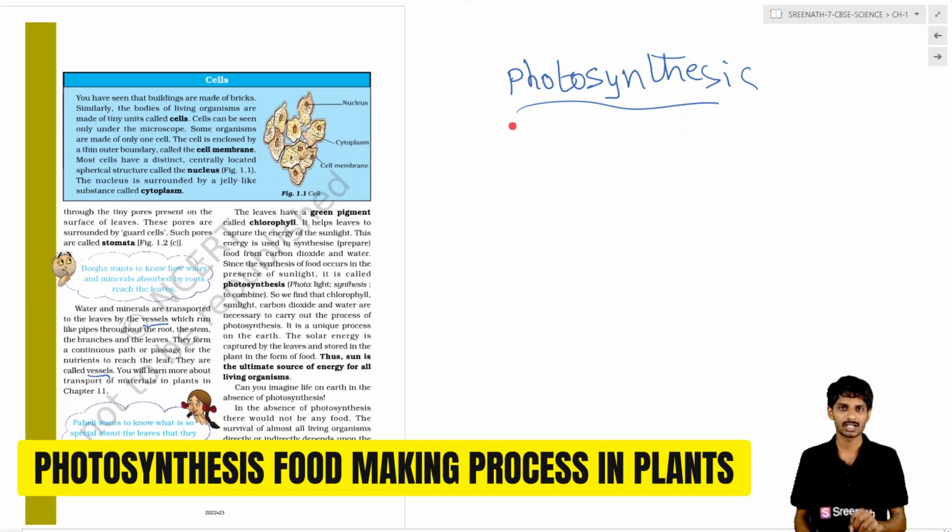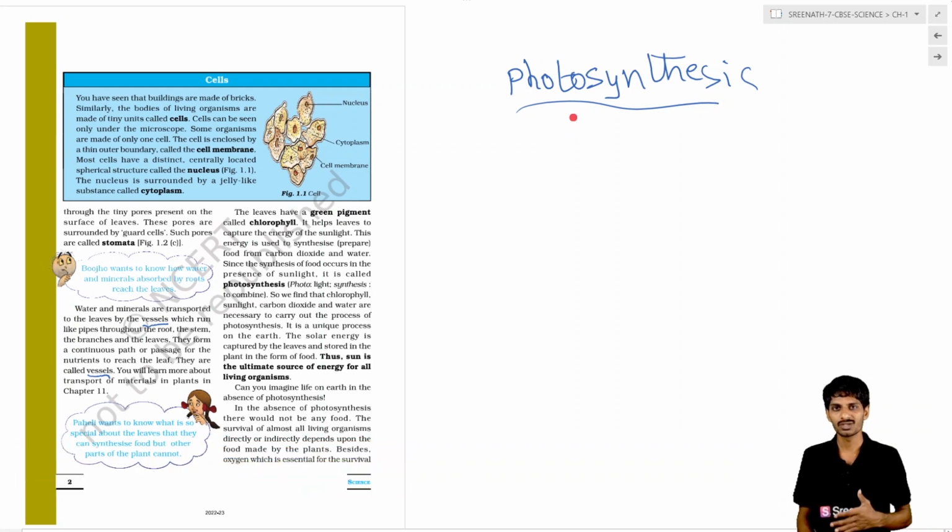Photosynthesis is the second topic. How do we prepare food? We prepare food in kitchens, in restaurants, or in different places. But how do plants prepare their food? Plants prepare their own food. The process is called photosynthesis.